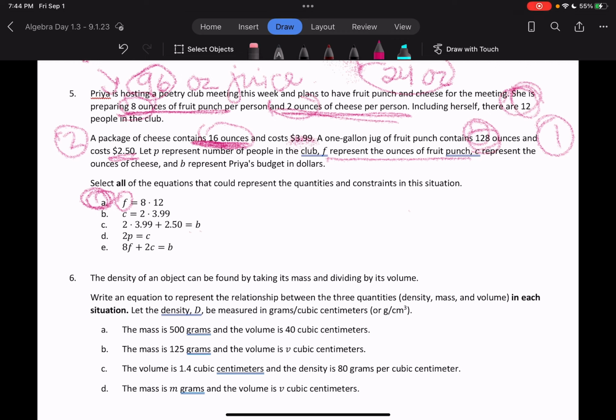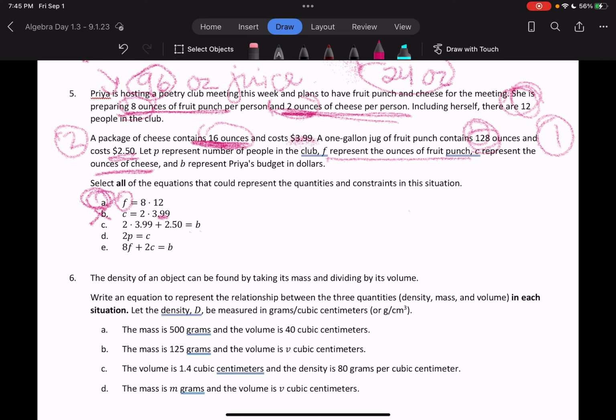Letter B says C equals 2 times $3.99. Remember, C equals, let's go back above, the ounces of cheese. So this is saying ounces of cheese equals 2, okay, that's 2 ounces here, times $3.99. Well, if I multiply ounces times money, I'm going to get money, right? That money is going to be how much we would pay for 2 ounces of cheese. But that doesn't really make sense in this context because I'm not buying just 2 ounces. I'm buying 16 ounces for $3.99. And this gives us ounces of cheese, but we're multiplying money here. So this does not make sense in the context of this scenario.